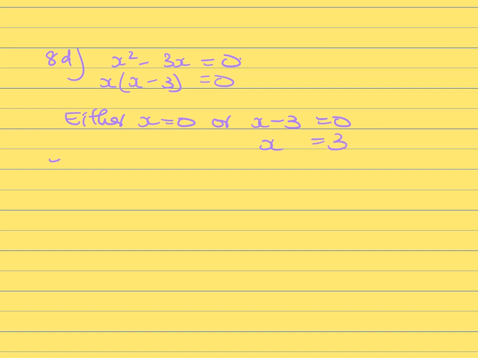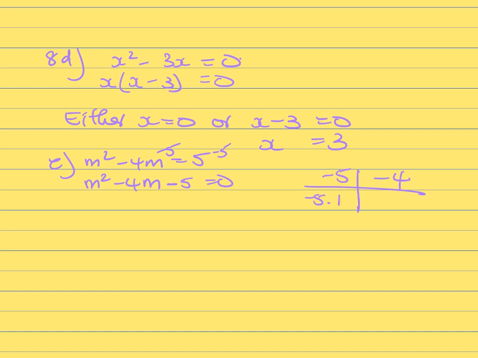And e, m squared minus 4m equals 5. We minus 5 from both sides because a quadratic must be equal to 0 if we're going to solve it. So we get m squared minus 4m minus 5 equal 0. So now we're looking for the factors of minus 5 that add to minus 4. That'll be minus 5 by 1.